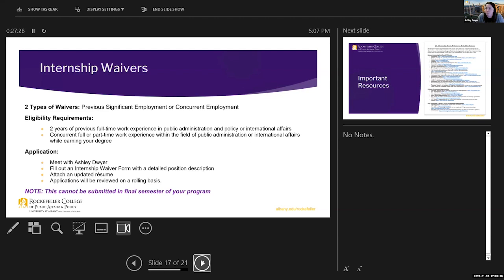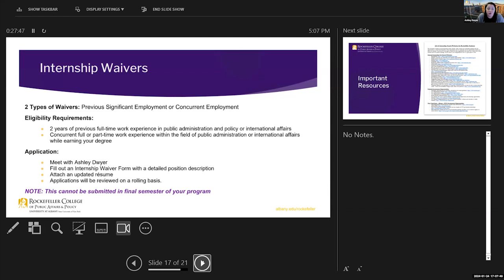Usually it comes in the form of letterhead from the organization, in an email format. It can be sent directly to our rockefeller.careers at albany.edu main email, but those are the two ways that you can be eligible to apply and receive potentially an internship waiver.